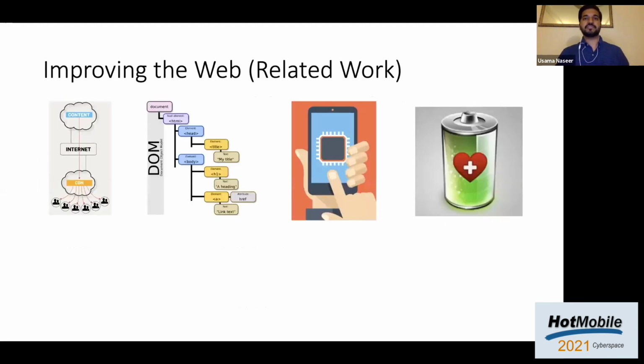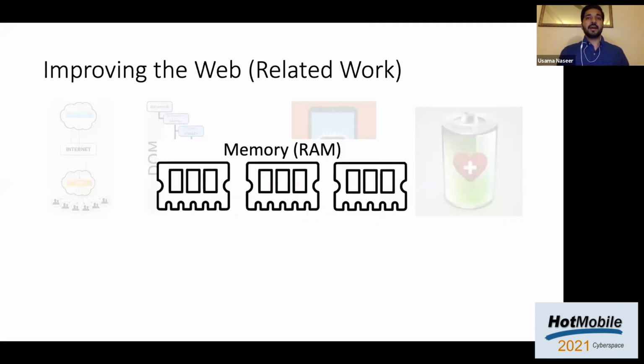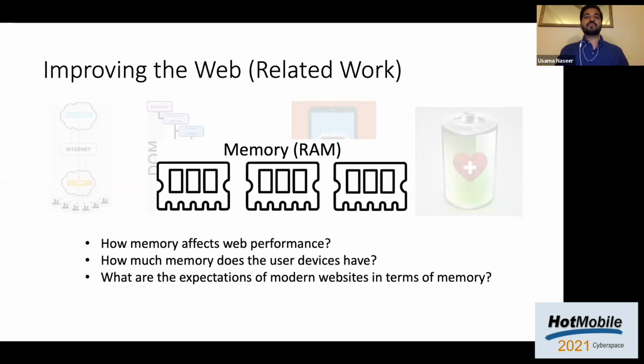In the recent past, we see efforts to improve network infrastructure, website code, and optimization for hardware resources like CPU and battery. However, we observed that memory resources didn't really get their fair share of attention. There are a number of interesting questions that are unanswered, like how do memory constraints impact web performance? How much memory does a typical user device have? And what are the expectations from common websites in terms of memory requirements?